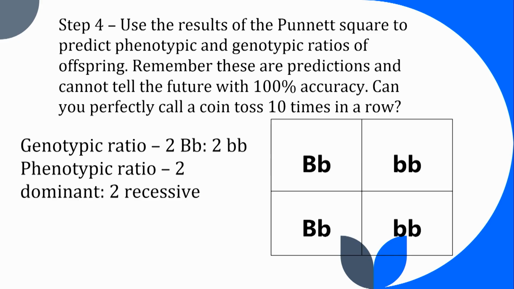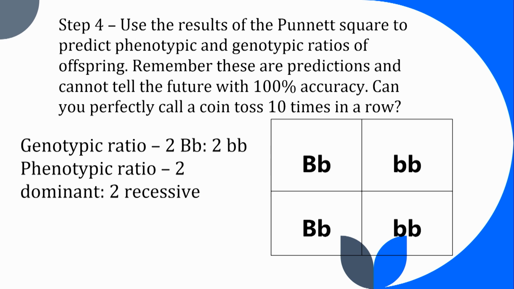Okay, here's the next step. So step 4, you want to use the results of the Punnett square to predict the phenotypic and genotypic ratio of offspring. And just a caveat or a little disclaimer I want to give here. Remember that these are predictions and cannot tell the future with 100% accuracy. An example of this is, can you call a coin toss 10 times in a row? So a lot of times people see this Punnett square and they see that there are 4 boxes. And so students right away think, well, these represent the 4 children that offspring are going to have. But remember that parents don't always have 4 offspring. So these aren't really all the same, okay?